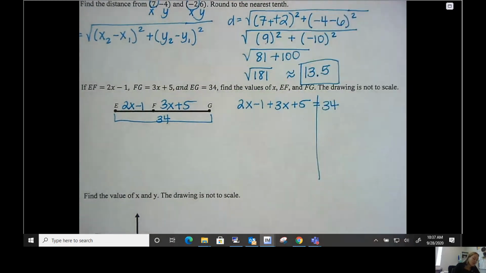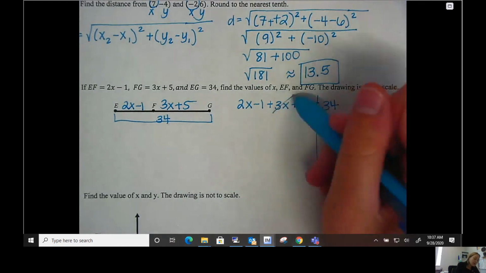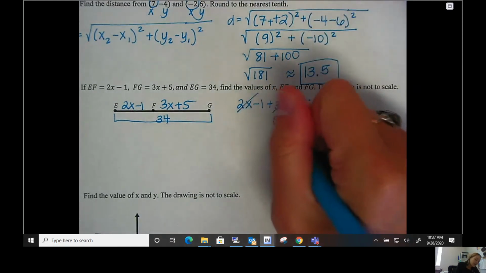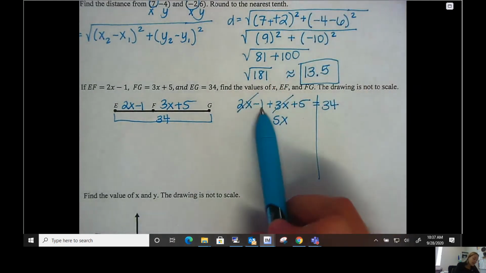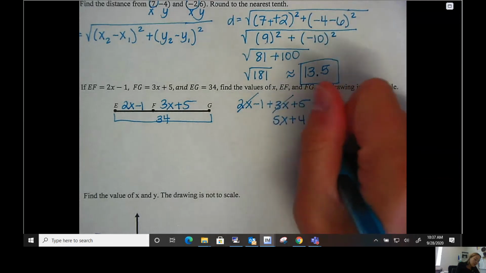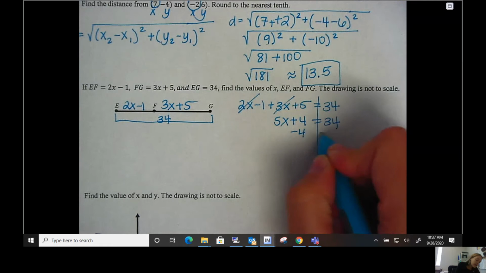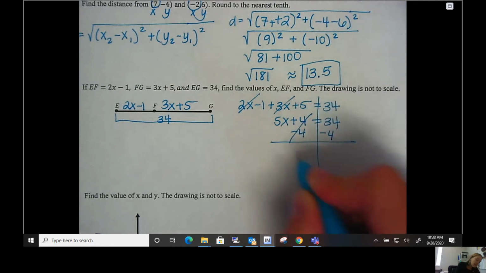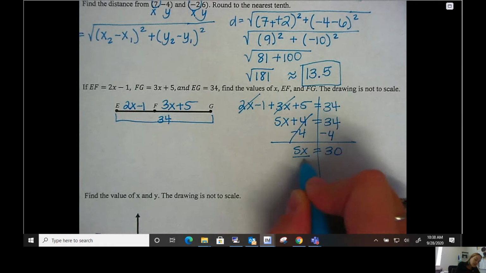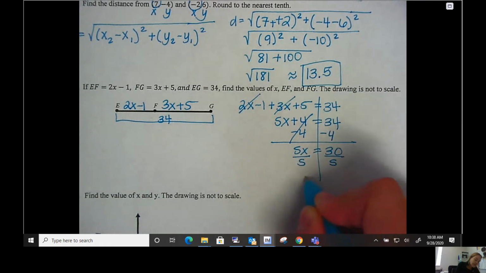Now it's algebra. Combine like terms. 3x and 2x gives me 5x. 5 and negative 1 gives me positive 4. And then subtract 4 on both sides. I get 5x equals 30. And the last step is divide by 5. I get x equals 6.